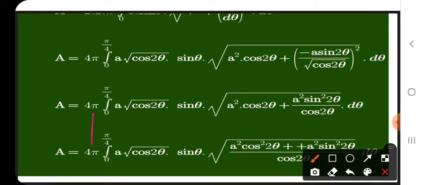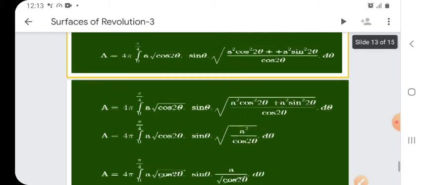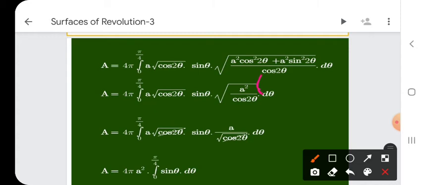Next, now we simplify this one, okay. See, 4 pi a root cos 2 theta sin theta. What is the LCM here? Cos 2 theta is the LCM. So I write denominator. What is the numerator here? First term of numerator is a square cos 2 theta into cos 2 theta, that is a square cos square 2 theta, and this is same a square sin square 2 theta. Now I take a square common. What is the remaining term after taking a square common? Remaining term is cos square 2 theta plus sin square 2 theta, this is equal to 1. So I write a square into 1, that is a square.